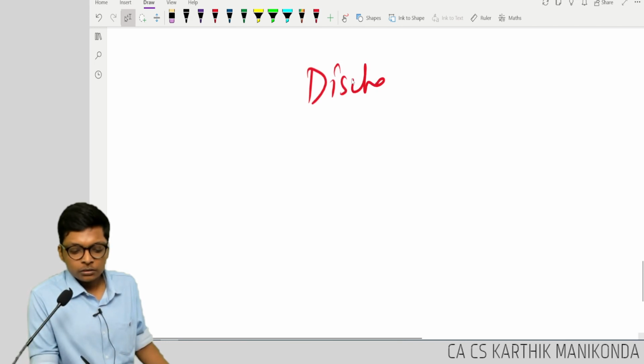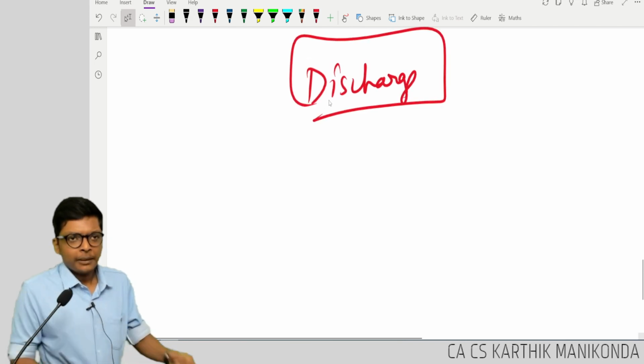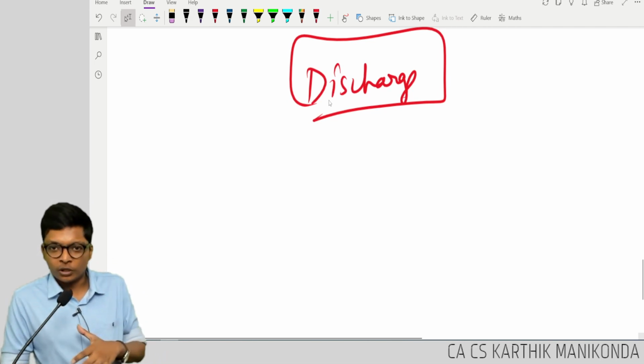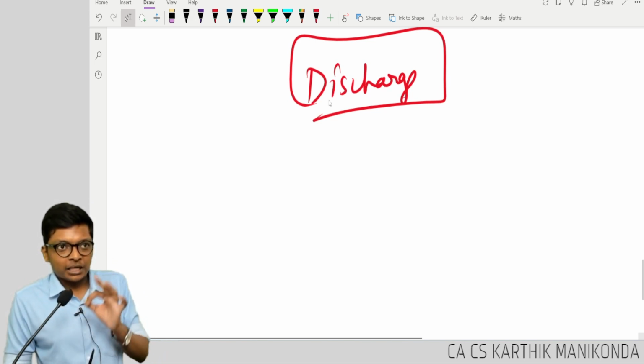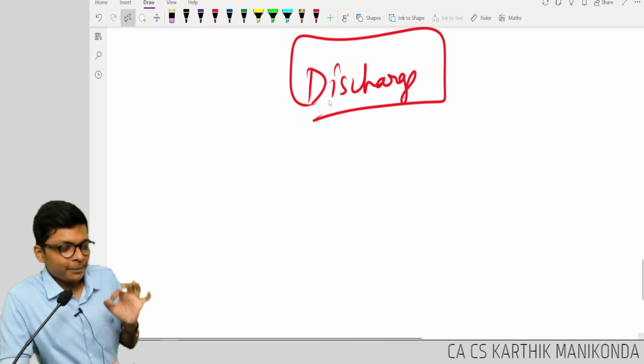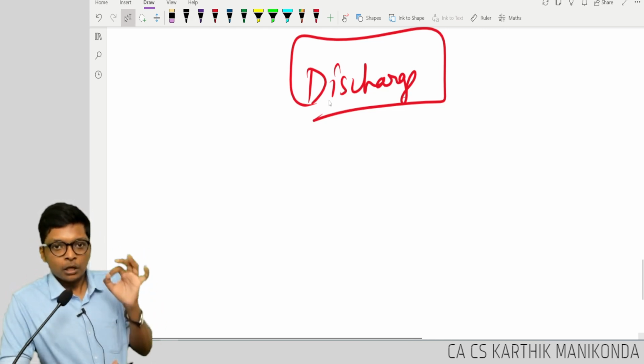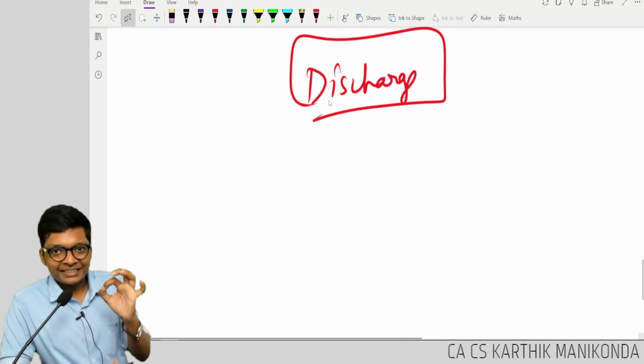Discharge of a contract. Many times this question came in RTP and mock test papers, you would have seen, but it is yet to enter the main exam. So this can be a standard, straightforward 7-mark question. How is a contract discharged?